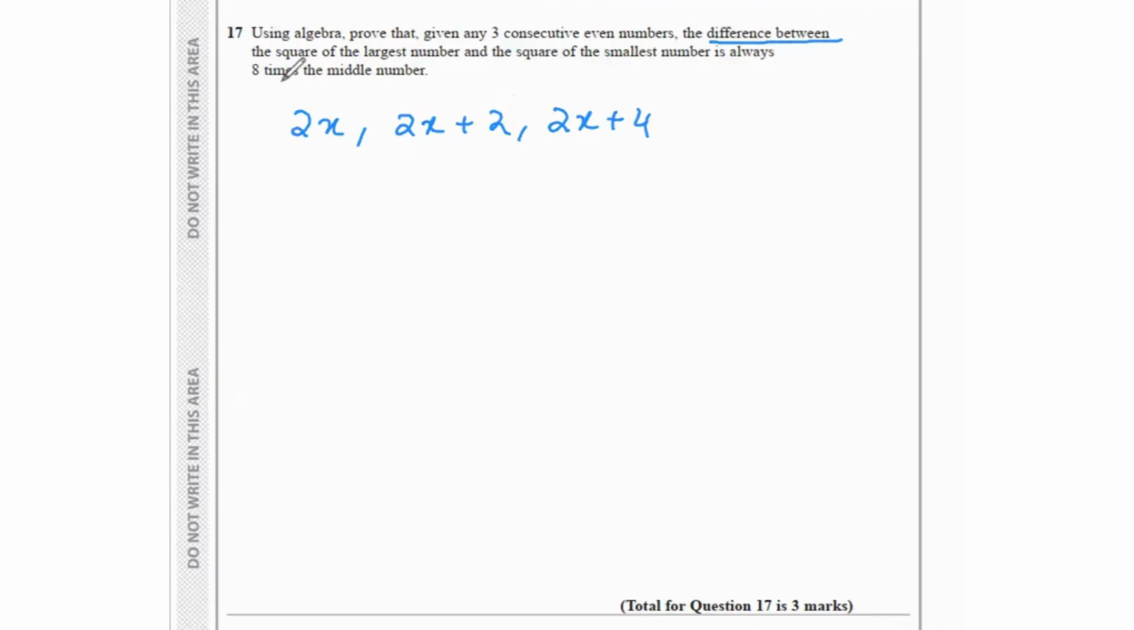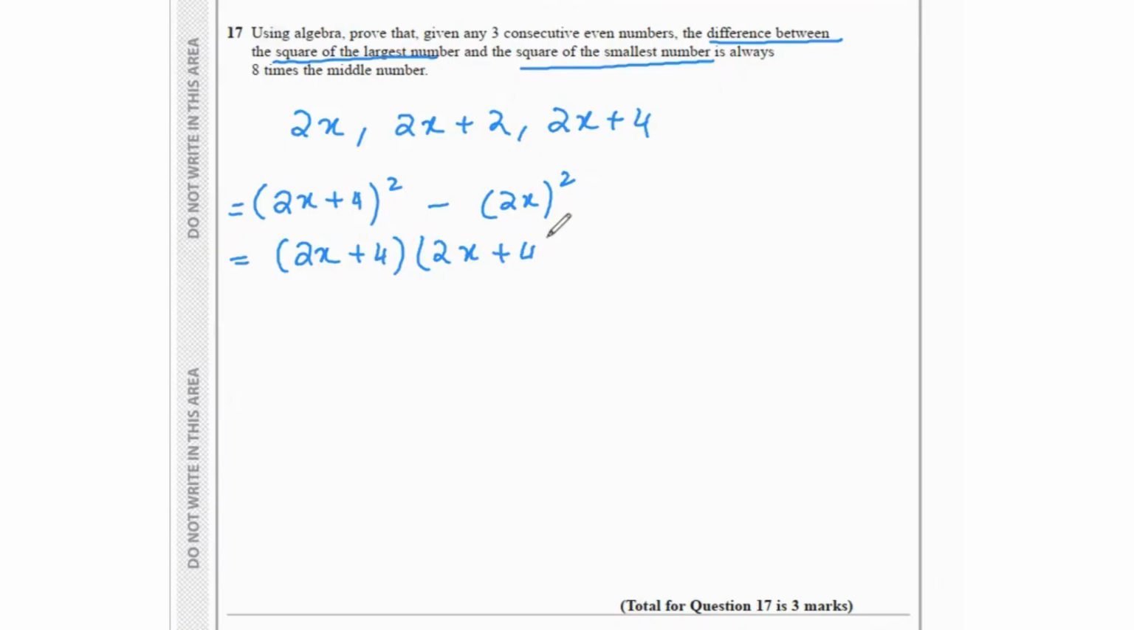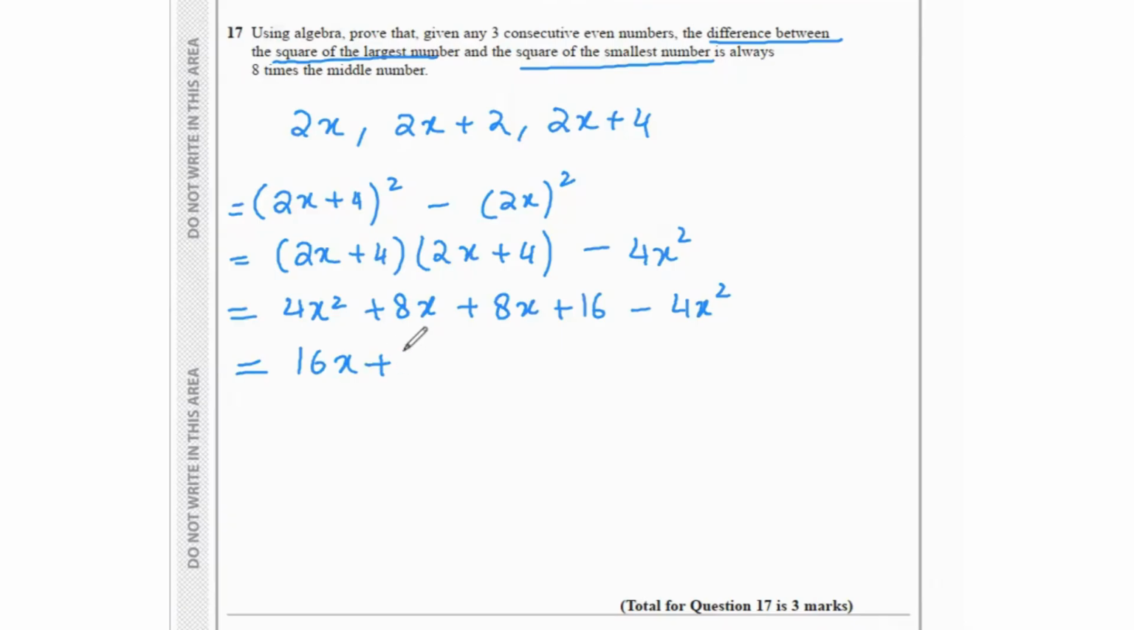So the difference between the square of the largest and the square of the smallest number: (2x plus 4) squared minus (2x) squared. Expand the bracket. So (2x plus 4)(2x plus 4), and (2x) squared is 4x squared. 2x times 2x is 4x squared. 2x times 4 is 8x. 4 times 2x is 8x. And 4 times 4 is 16. 4x squared minus 4x squared is 0. 8x plus 8x is 16x, and then plus 16.